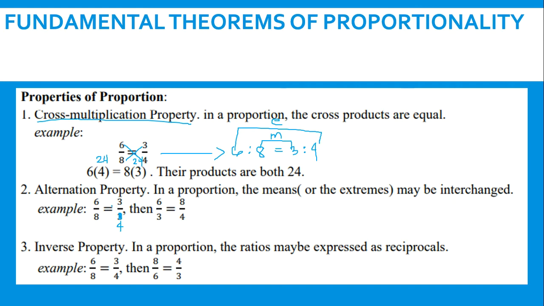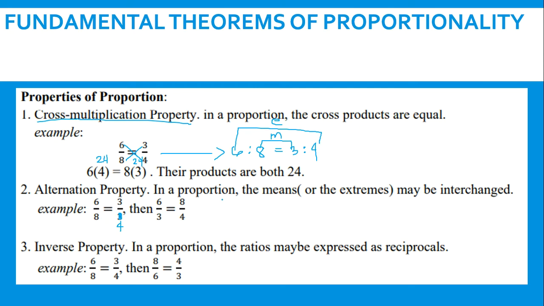So, kanang 8 og 3 mao na ang means sa proportion. So, ang 3, which is a numerator in fraction form, nabalin siya sa denominator sa pikas. So instead of 8 here, naa na ang 3, then ang 8 nabalin siya dire. Okay, but still they are proportionate to each other, or they are in proportion. So that is what we call the alternation property. Nagka-interchange ang means or extremes.